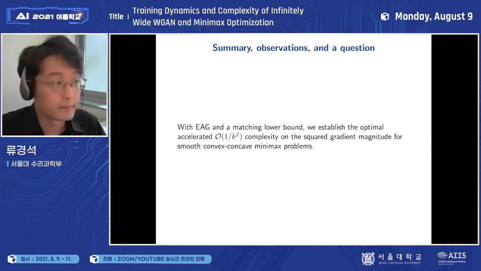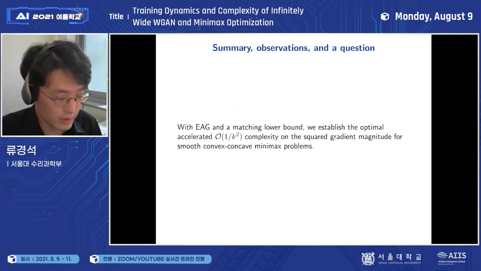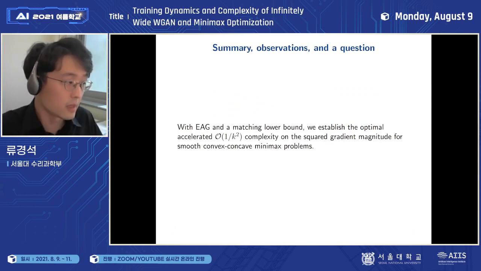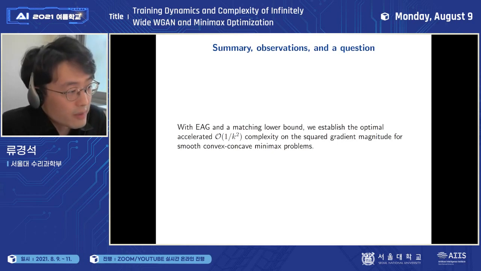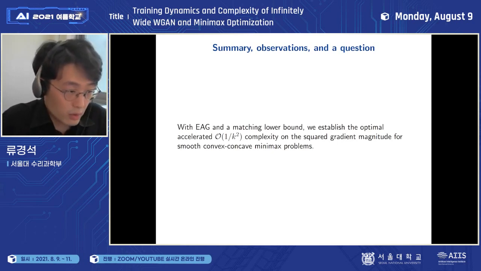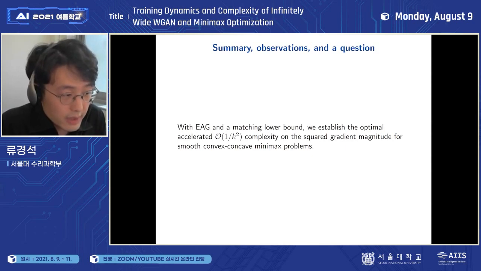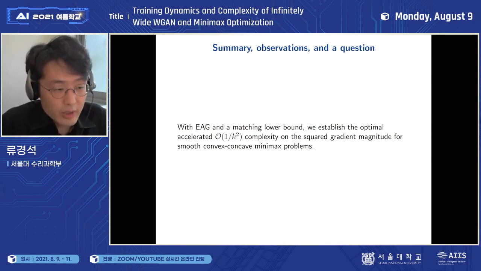Okay, so let me conclude the second part of this talk. With the extra anchored gradient method and a matching lower bound, we established the optimal accelerated 1/k squared complexity on reducing the squared gradient magnitude for smooth convex-concave minimax problems.